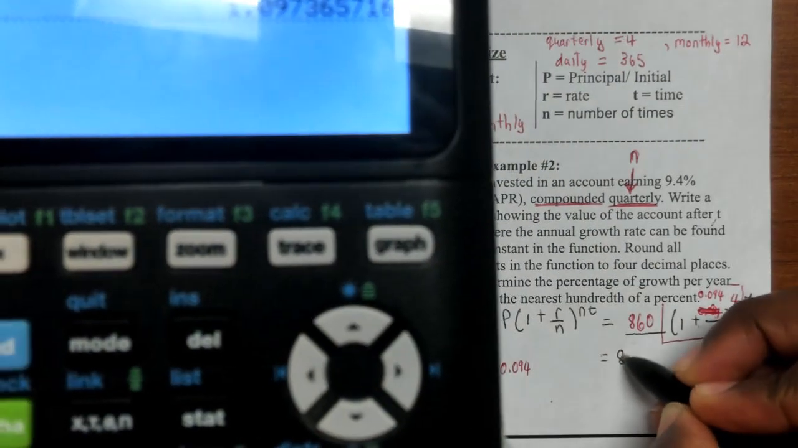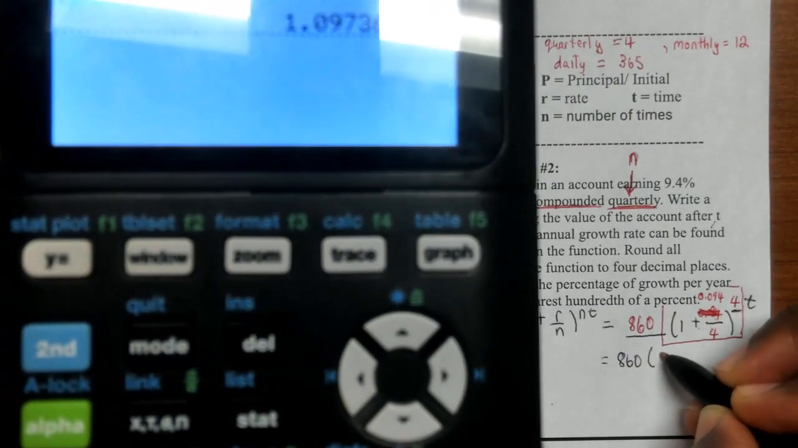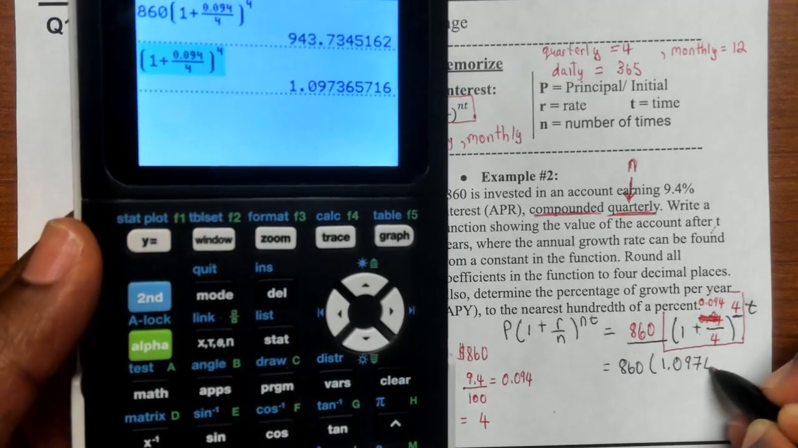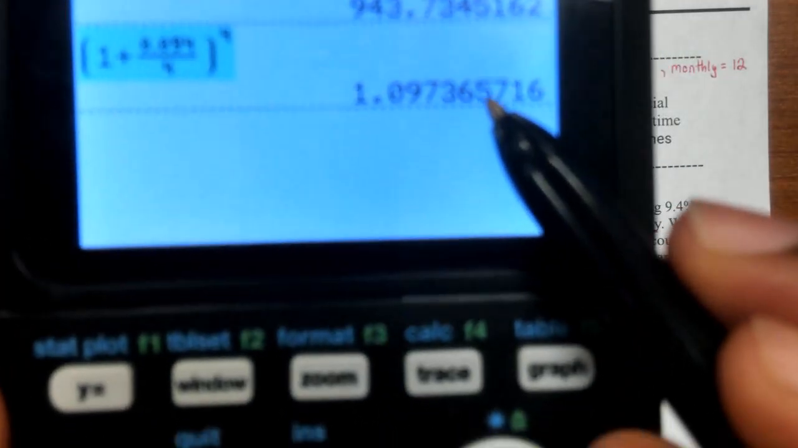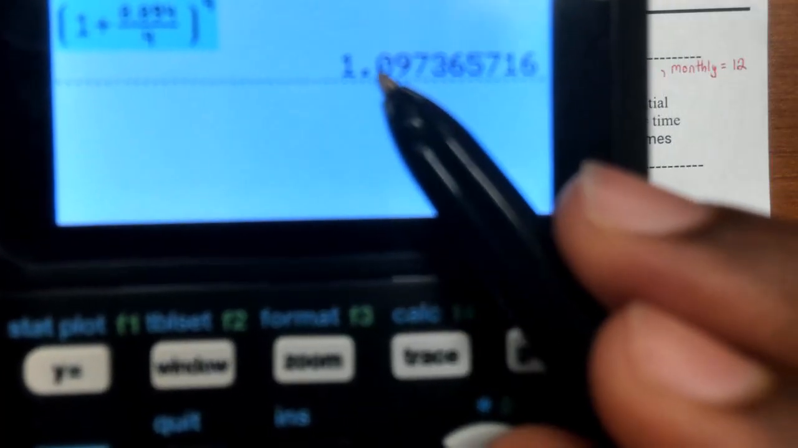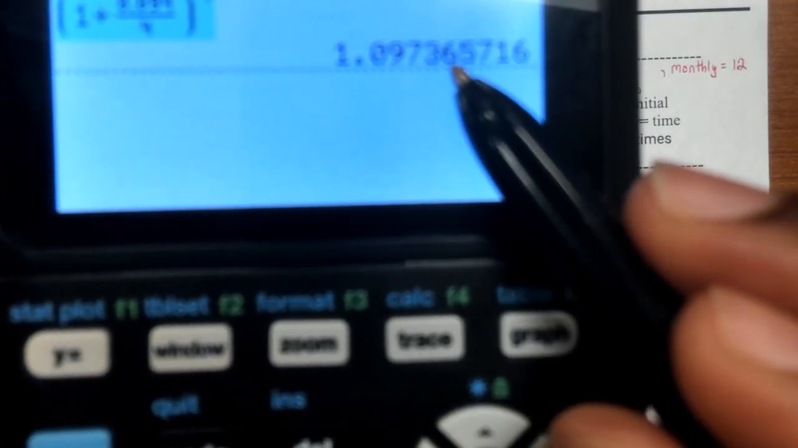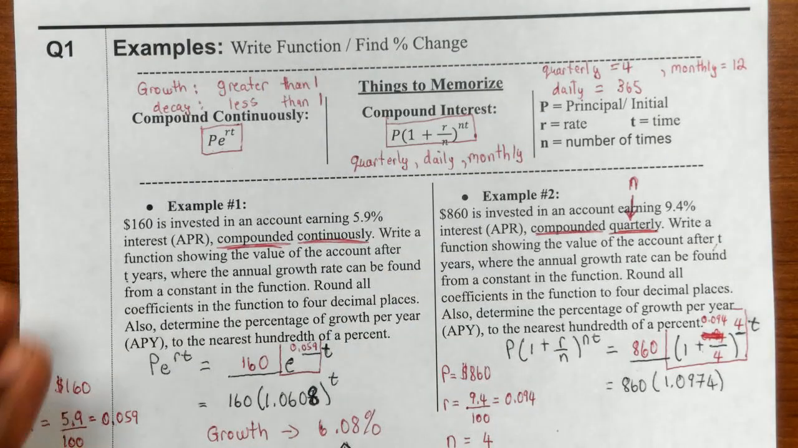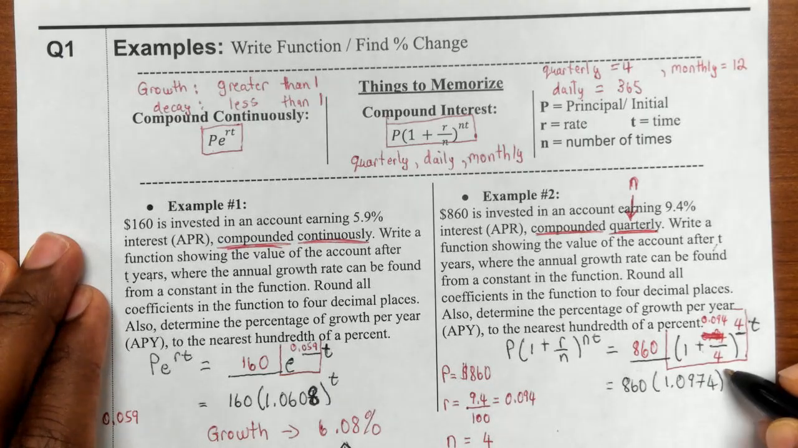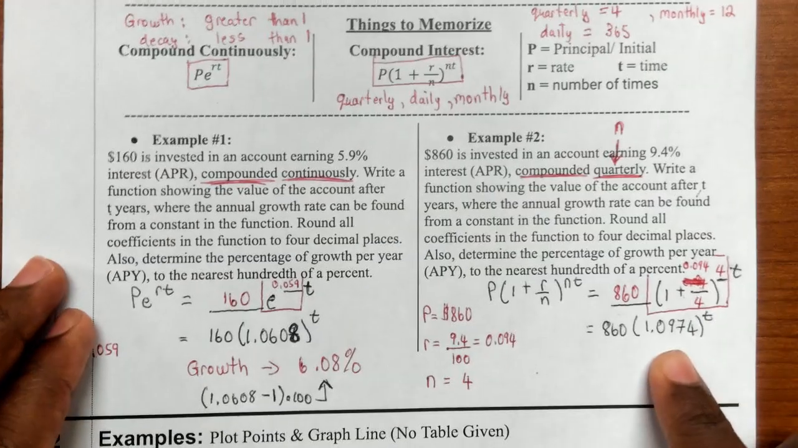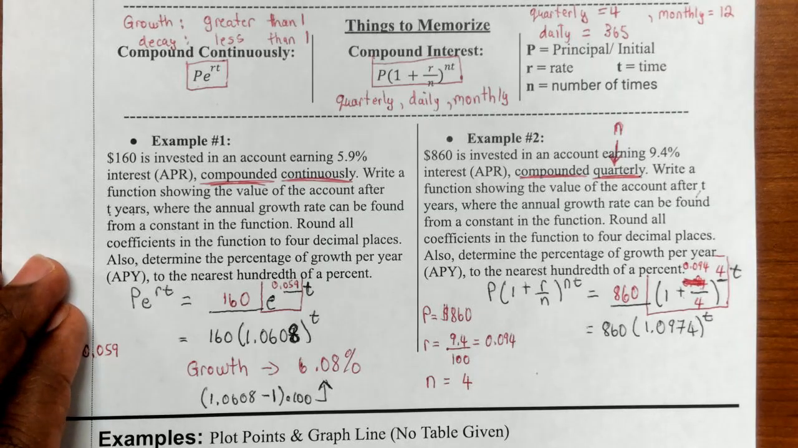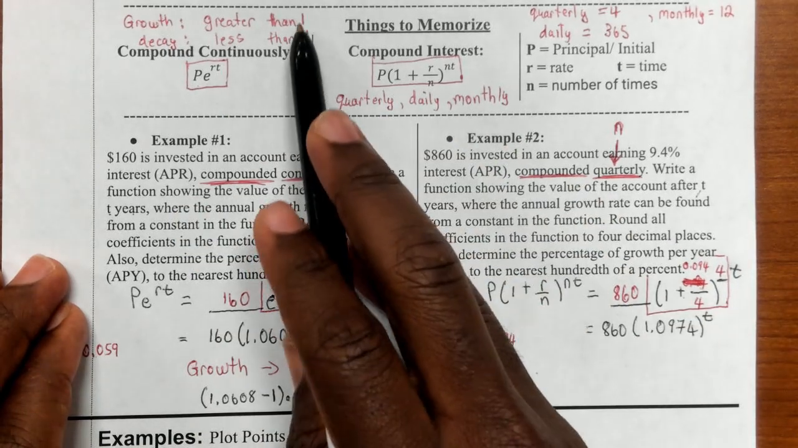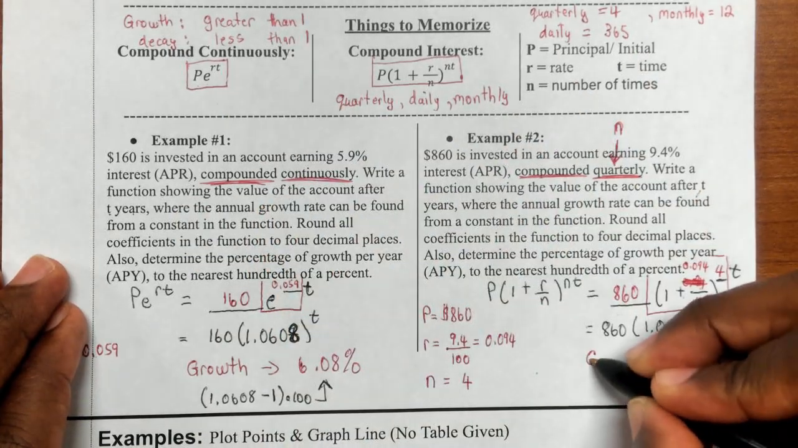So I would have 860, I write it again, parentheses 1.0974, because the fifth number after the decimal point is, 1, 2, 3, 4, 5, a 6. That number is bigger than 5, so that means the 3 goes up by 1. Okay, so that's why the 3 went to a 4 and the T stays the same, and that would be my function. So now I need to identify if it's a growth or a decay. Well, it's a growth if the number in the parentheses is greater than 1. Because it's greater than 1, it would be a growth.